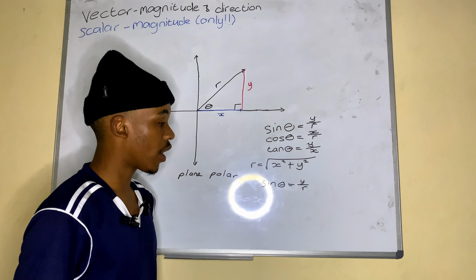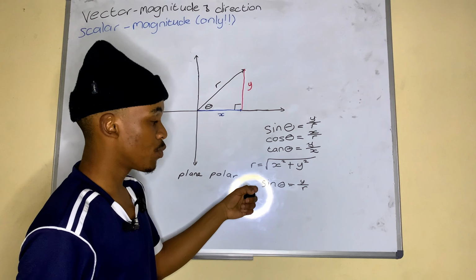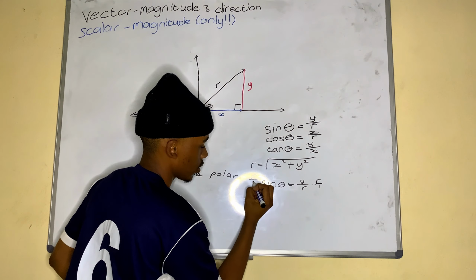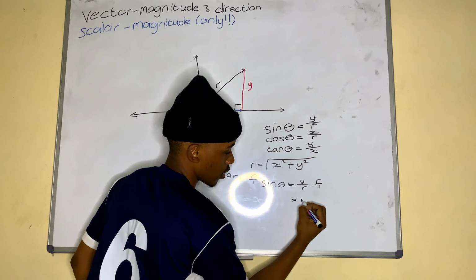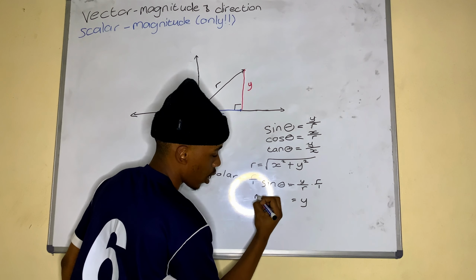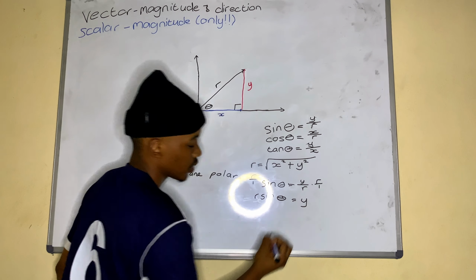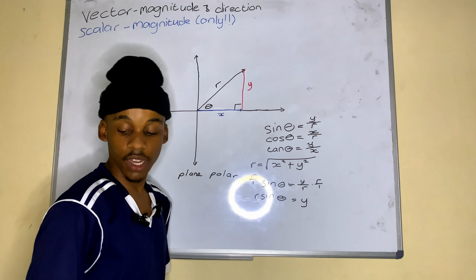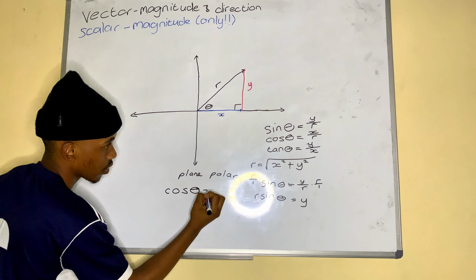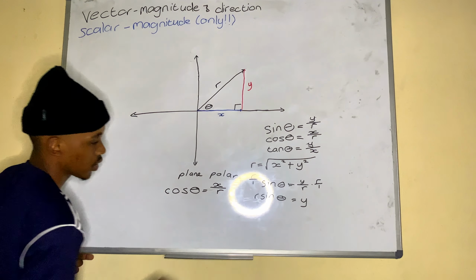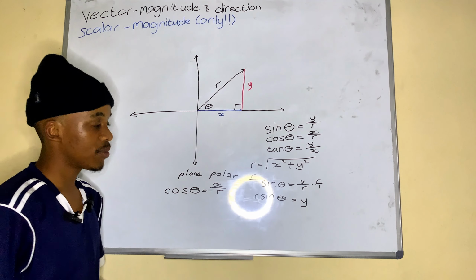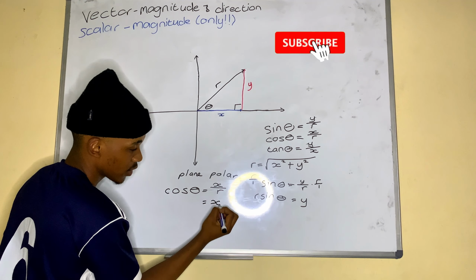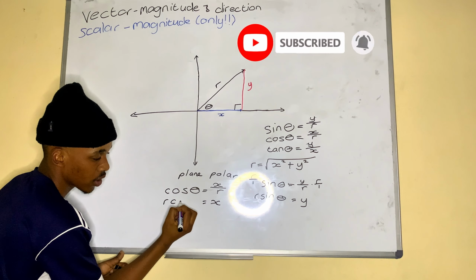Multiplying both sides by r, this r would disappear, and then we'd have an r over here. Solving for y, we'd have r sine theta. And if we want to solve for our x value, doing the exact same thing, where we multiply r on both sides of the equation, we get that x would equal r cos theta.